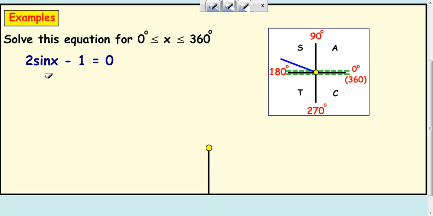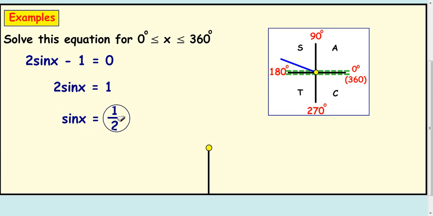First thing we need to do is rearrange it to get sine x equal to a value. I'm going to add 1 to the other side, so we get 2 sine x equals 1 just by using our rules of equation work, and then divide by 2 to get sine x is equal to a half.